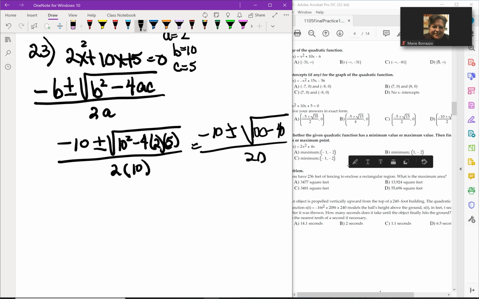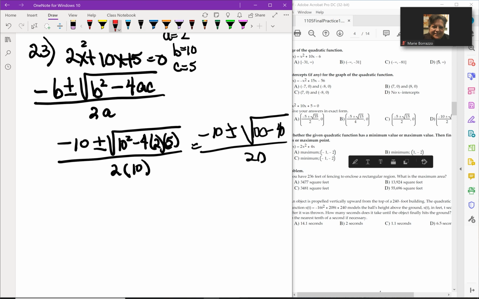So first things first, obviously this is going to reduce to negative 5 plus or minus the square root of 60, and all of this at this moment is over, no, I'm reducing too quickly. Let me not do that. It's going to be too confusing. All right, let me go back.